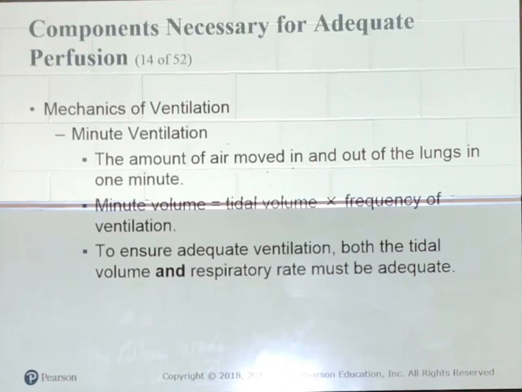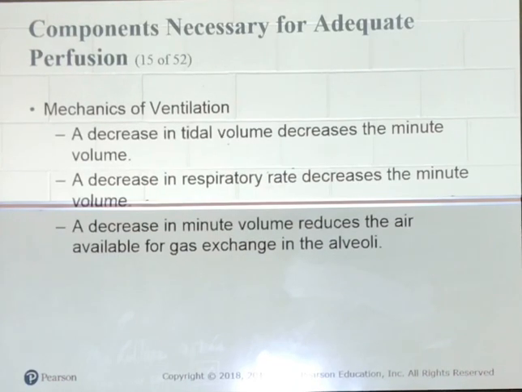The frequency of ventilation is generally calculated as the number of ventilations in 1 minute. The formula for this is minute ventilation equals tidal volume times frequency of ventilation. With a tidal volume of 200 milliliters and a ventilatory rate of 28 breaths per minute, it appears as if the minute ventilation is near the normal of 6,000 milliliters or 6 liters per minute.